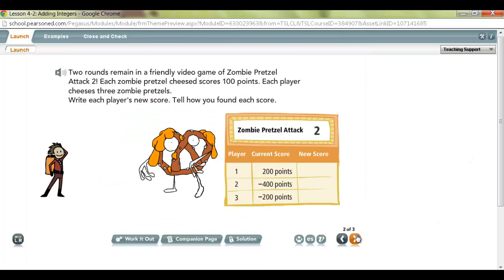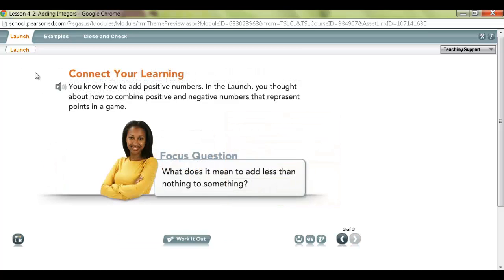Okay, so let's go ahead and see our focus question of the day. You know how to add positive numbers. In the launch, you thought about how to combine positive and negative numbers that represent points in a game. What does it mean to add less than nothing to something? Okay, so what does it mean to add less than nothing to something? Well, first, nothing would be 0. Add less than nothing, so it has to be less than 0, to something, which sounds like they're implying is more than 0. So let's see where this is going to take us.